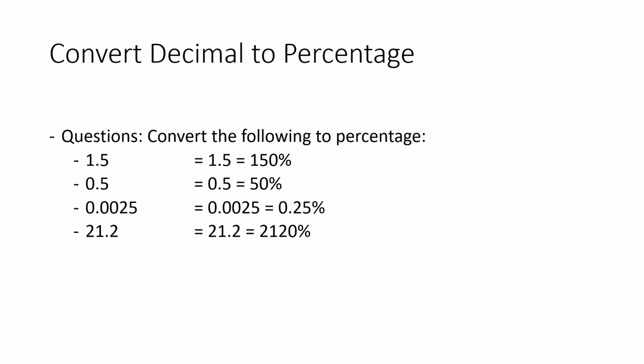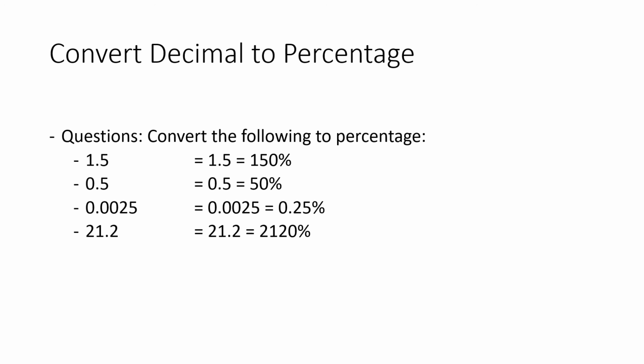0.0025 becomes 0.25%, and 21.2 becomes 2120%. And that's how easy it is to convert decimals to percentages.